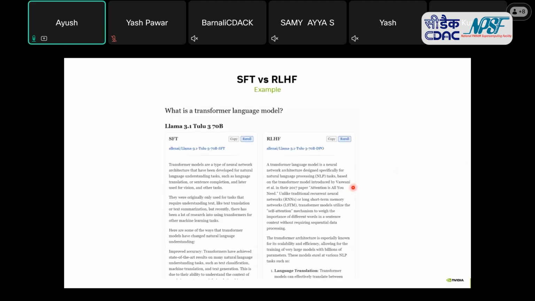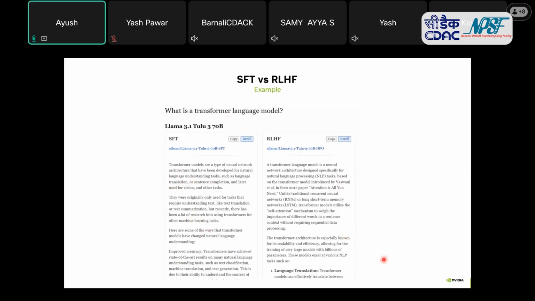Yeah. So now we have seen the pre-training versus SFT. Now let's look at this particular example. What does the SFT model output and the aligned model output? We are calling it RLHF, but let's remember it as an aligned model output. So the question is, what is a transformer language model? The SFT model replies: transformer models are a type of neural network architecture that have been developed for NLP, natural language understanding tasks such as language. They were originally only used for tasks that require understanding text. So this is a good enough answer to the question.